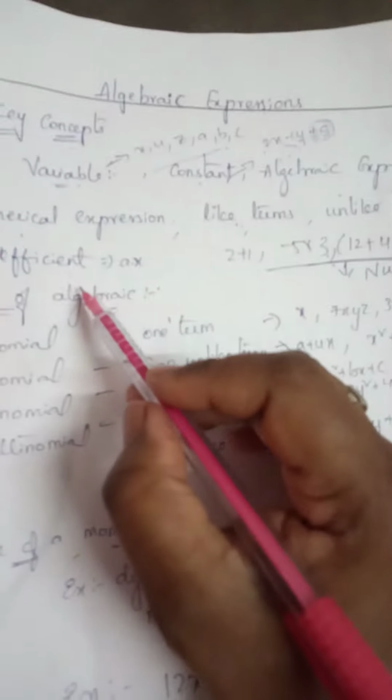Okay, now coefficient of variables. Here, how do we identify a coefficient?